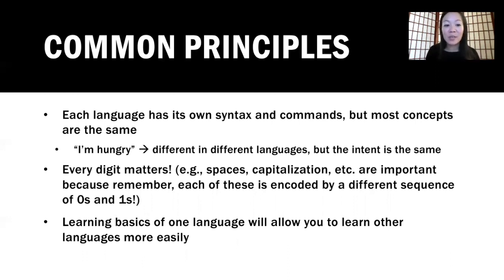Like I said before, when we were talking about binary, every single digit matters. So spaces, capitalization, etc., are all really important because each of those is encoded by a different sequence of zeros and ones, and the computer will get very confused and give you errors if you have the wrong one. But one fundamental truth is that learning the basics of one language typically allows you to learn other languages more easily. So that's also why we start with Python here, because it's a little bit more straightforward. If you learn it in Python and then you later wanted to learn Java or MATLAB or something else, you would have a general idea of inputs and outputs with the computer and how it works.